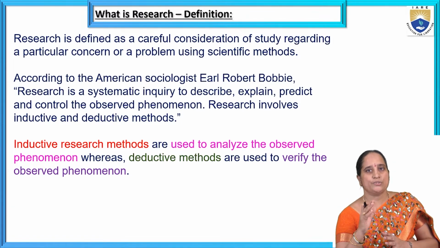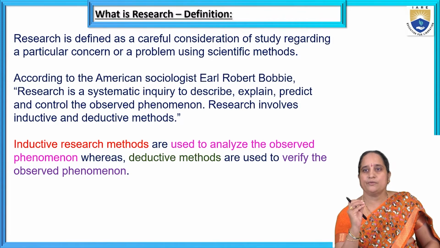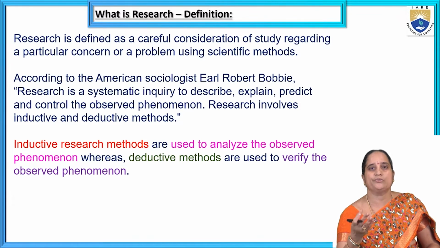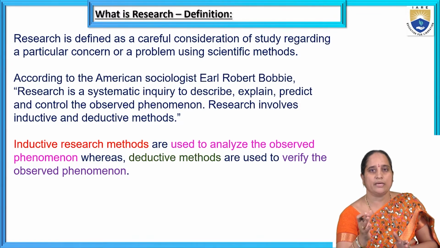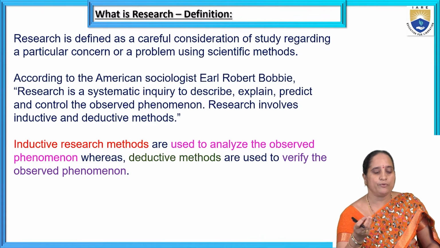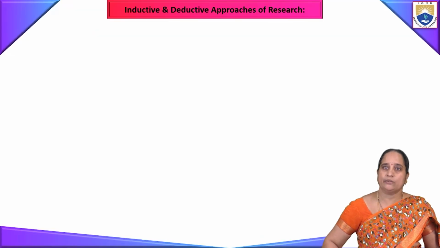In case of research, we have two methods. One is the inductive method, another is the deductive method. Inductive methods are those used to analyze the observed phenomena. For example, in descriptive research, we are trying to analyze or describe some issue or situation. That process is known as induction. Coming to deductive methods, we use different types of methods to verify whatever we observed and described there. That is the basic difference between inductive and deductive methods.